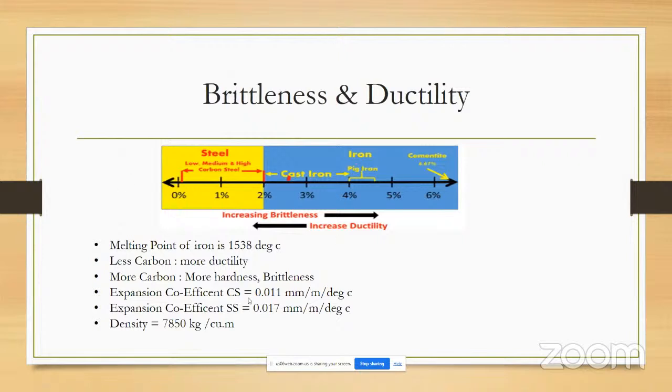The expansion coefficient of carbon steel is 0.1011 per meter per degree Celsius, and the expansion coefficient of stainless steel is 0.017 per meter per degree Celsius. So less carbon is more ductile and more carbon is more hardness. For example, this is the drawing we have to know. Steel is more ductile, and cementite is harder and brittle in nature, so it will not take much force to break it into pieces.